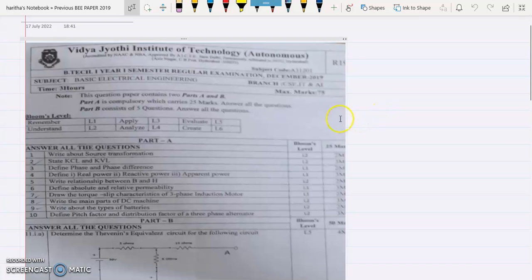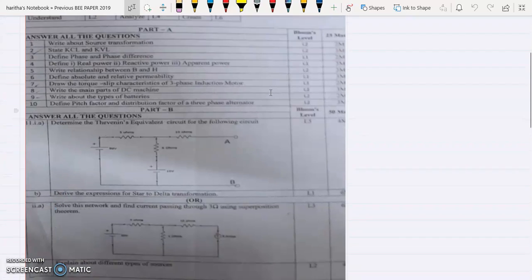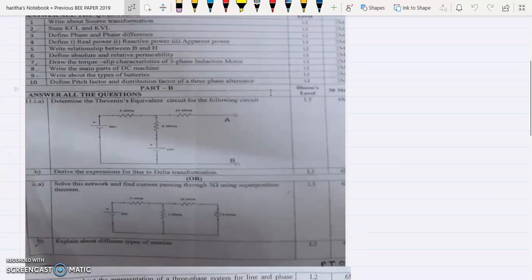Hello everyone. Today I'm going to explain the previous year's BW question papers. This is the December 2019 question paper. So let's discuss whatever the problems are there in the question papers. I will discuss those only.